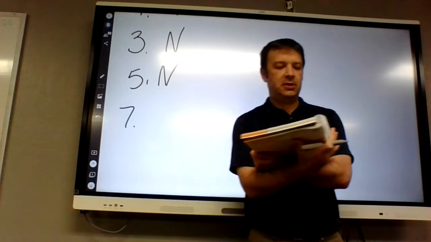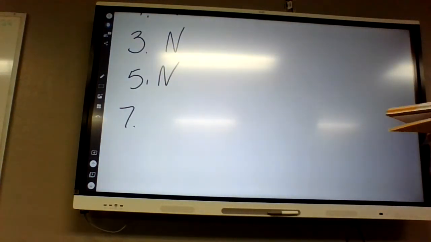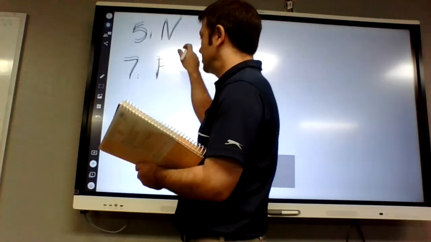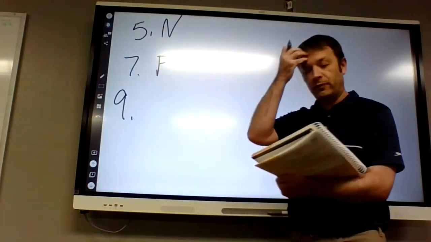Number 7. A skill used in volleyball is dribbling. False. It is a statement. Number 9. It has been proved.